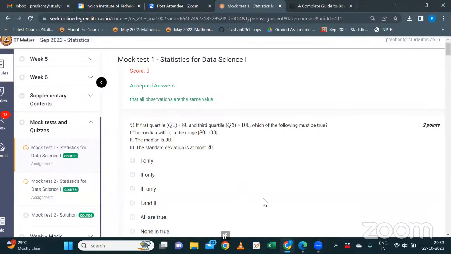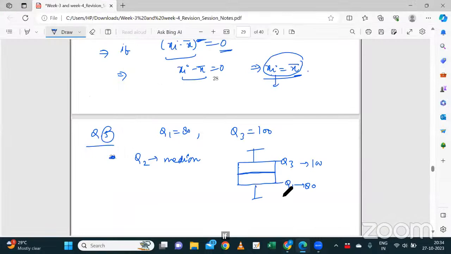Okay, what about standard deviation at most 20? What about this option? Option 3 is wrong because the standard deviation is not Q3 minus Q1 by 2. So Q3 minus Q1 by 2, that is the quartile deviation, not the standard deviation.